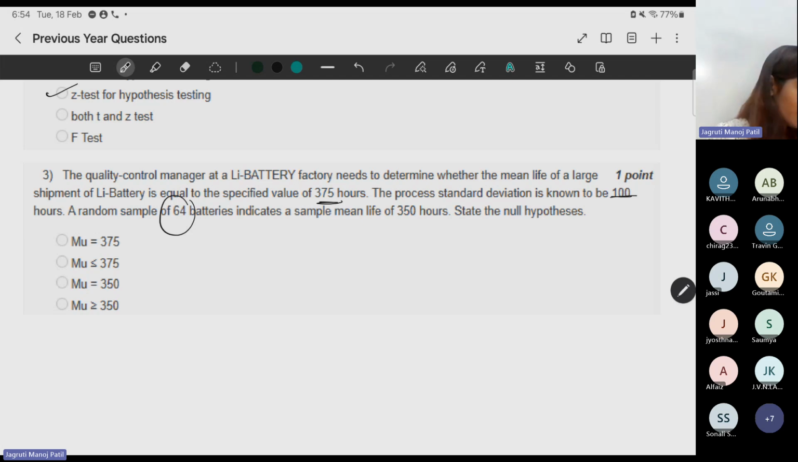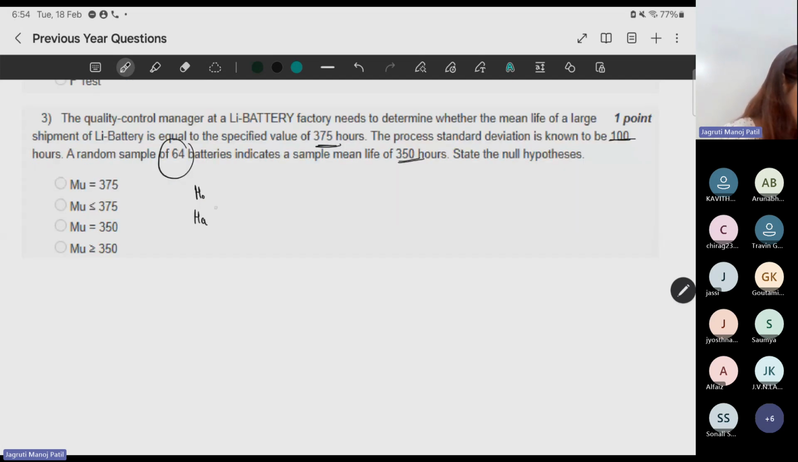Okay, so let's just start from the very basic. What will we do for the null and alternative hypothesis? So what would be our null hypothesis? Someone?